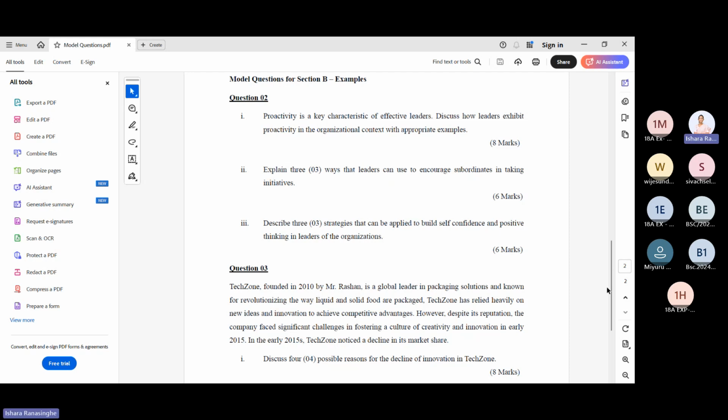Here, but these are not based on a case study. So then, for an example, if we consider the first sub-question of number 2, it's saying something like this: proactivity is a key characteristic of effective leaders. Discuss how leaders exhibit proactivity in the organizational context with appropriate examples. So here, just write down.